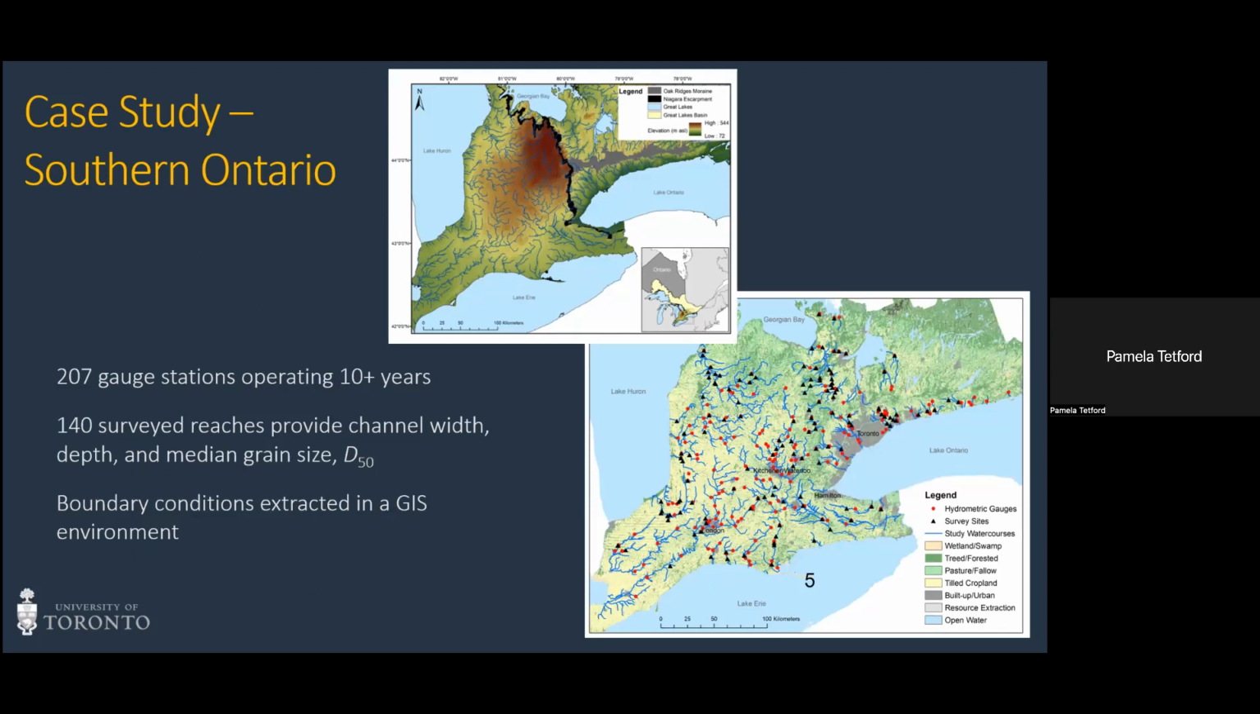And then boundary conditions are extracted in a GIS environment that provides the gradient of the channel and the surrounding land use, the upstream land use more specifically. The lower image here illustrates the clustered urbanization in the gray for Ontario and the extensive agriculture that takes place in this area.